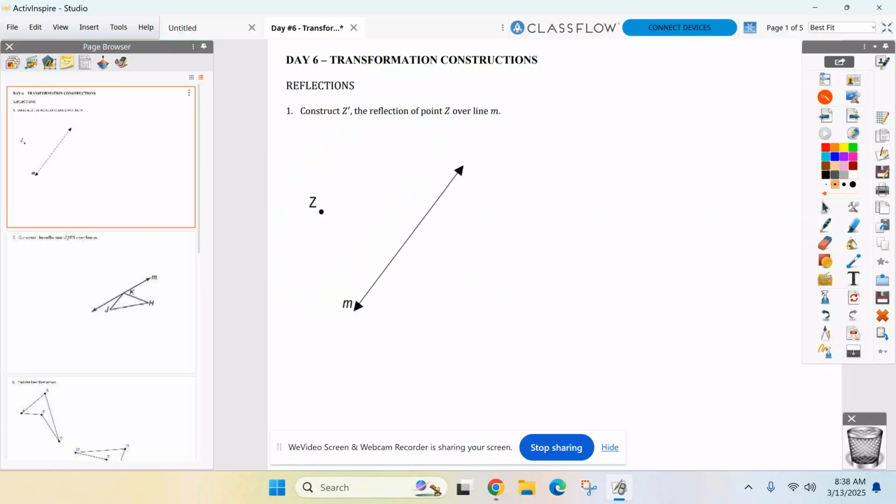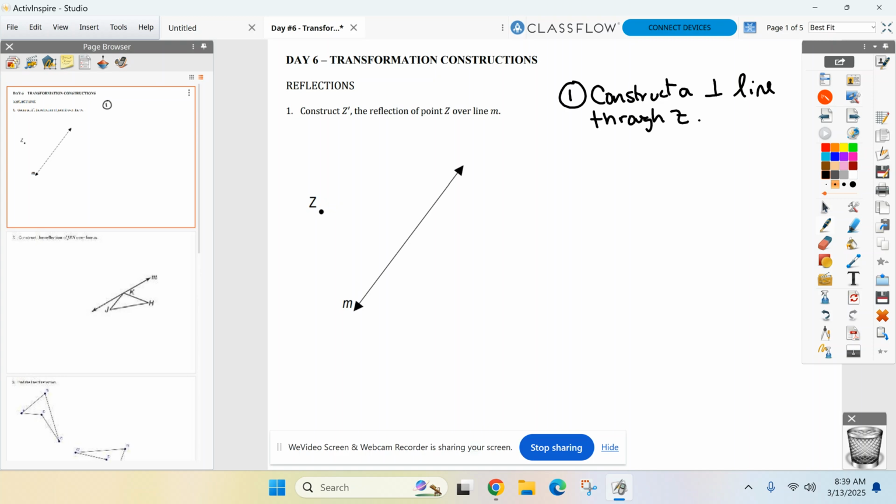So the first step in reflecting a point through a line is, we'll construct. I shouldn't say draw. We're going to use our compass here. Construct a perpendicular line through Z. That's our first step. All right, construct a perpendicular line through Z.